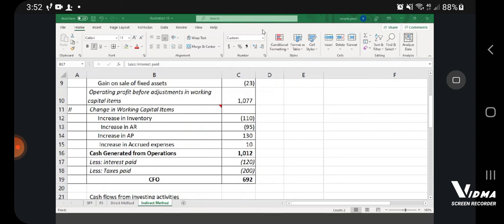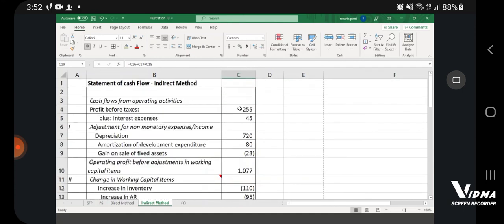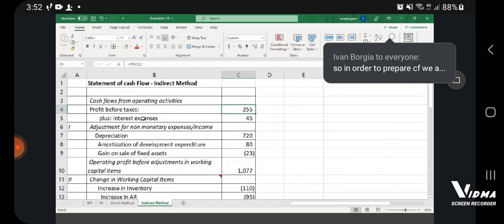So what I was saying is that under the indirect method, we start the calculations in a different way, but we arrive at the same result over here. So the same amount of cash flows from operating activities. We start from profit before taxes as it is declared and reported in the income statement. And first of all, we exclude interest expenses, okay?